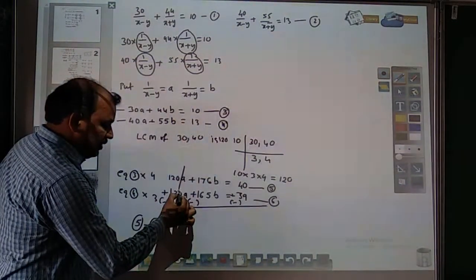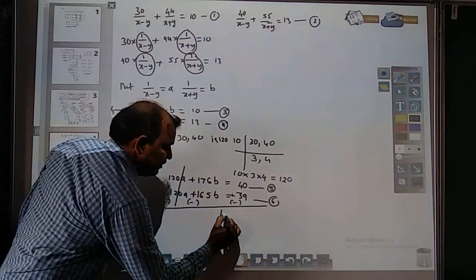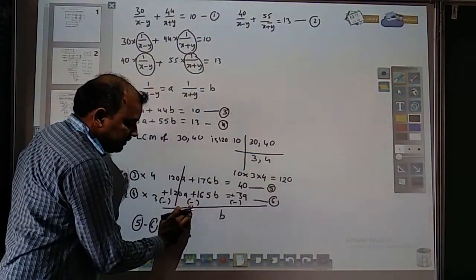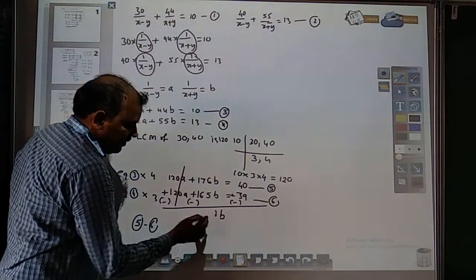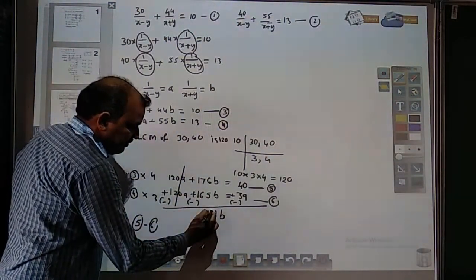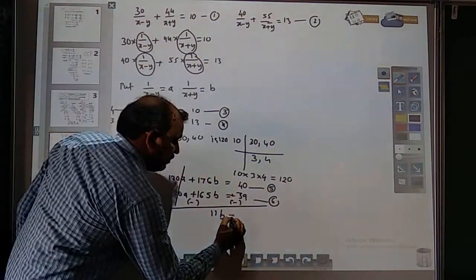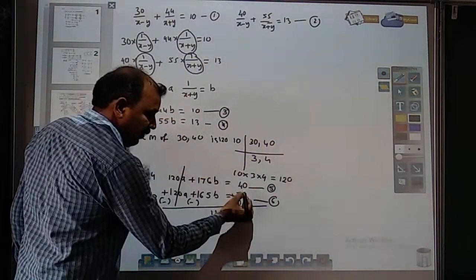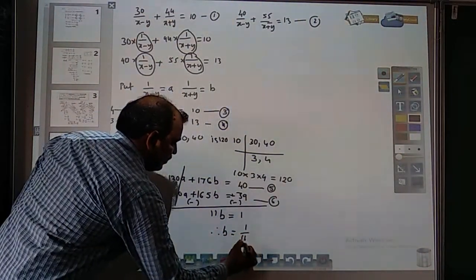So plus 120A minus 120A cancel. So remaining B is there. 176 minus 165. 6 minus 5, 1. 7 minus 6, 1. 1 minus 1, 0. That is equal to 40 minus 39. Therefore B is equal to 1 by 11.